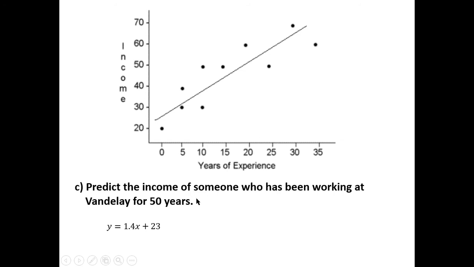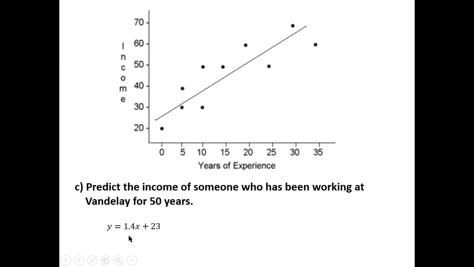Now, if we're trying to predict the income of someone who's been working at Vandelay for 50 years, you can see our numbers on our graph go up to 35. If we were to go out to 50, that'd be off the graph a little bit, and then we try and think, all right, where would that put us in our y direction? Well, that would be up here somewhere, maybe at 80, 90, or 100,000. But since it's off the graph, it's kind of difficult for us to make an accurate prediction. So that's why our prediction equation is going to really come in handy.